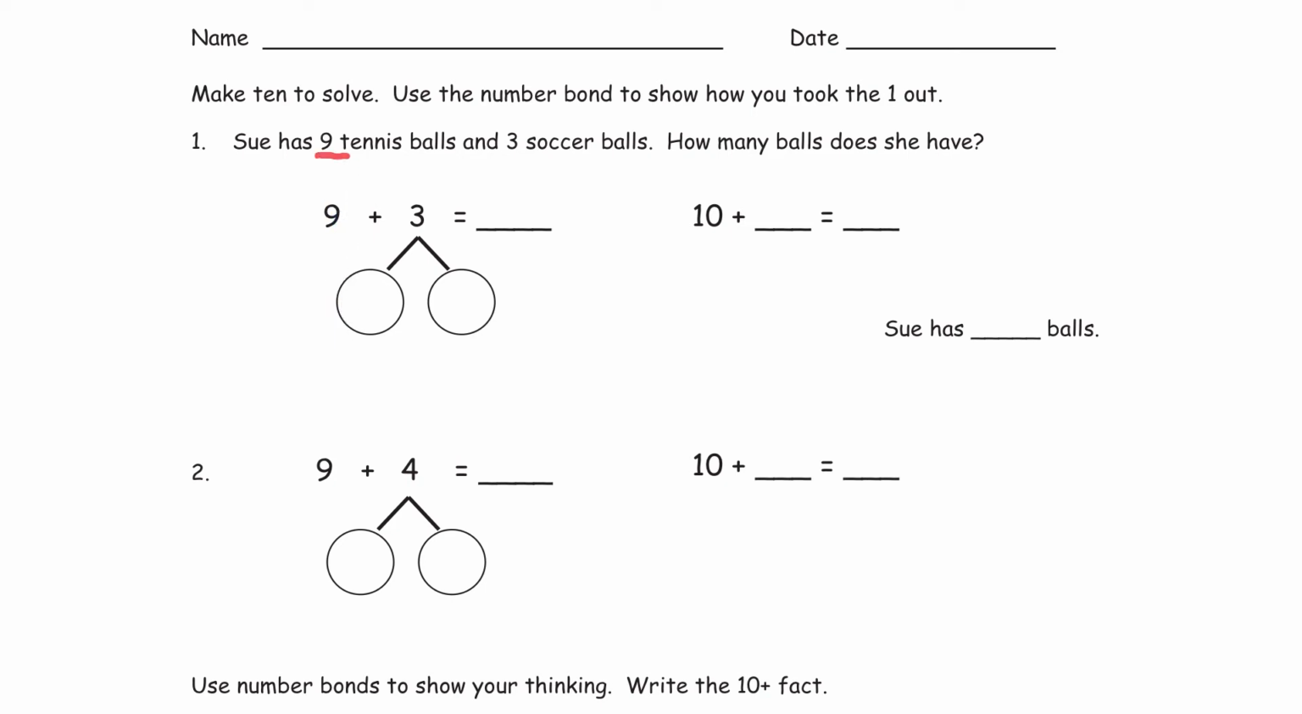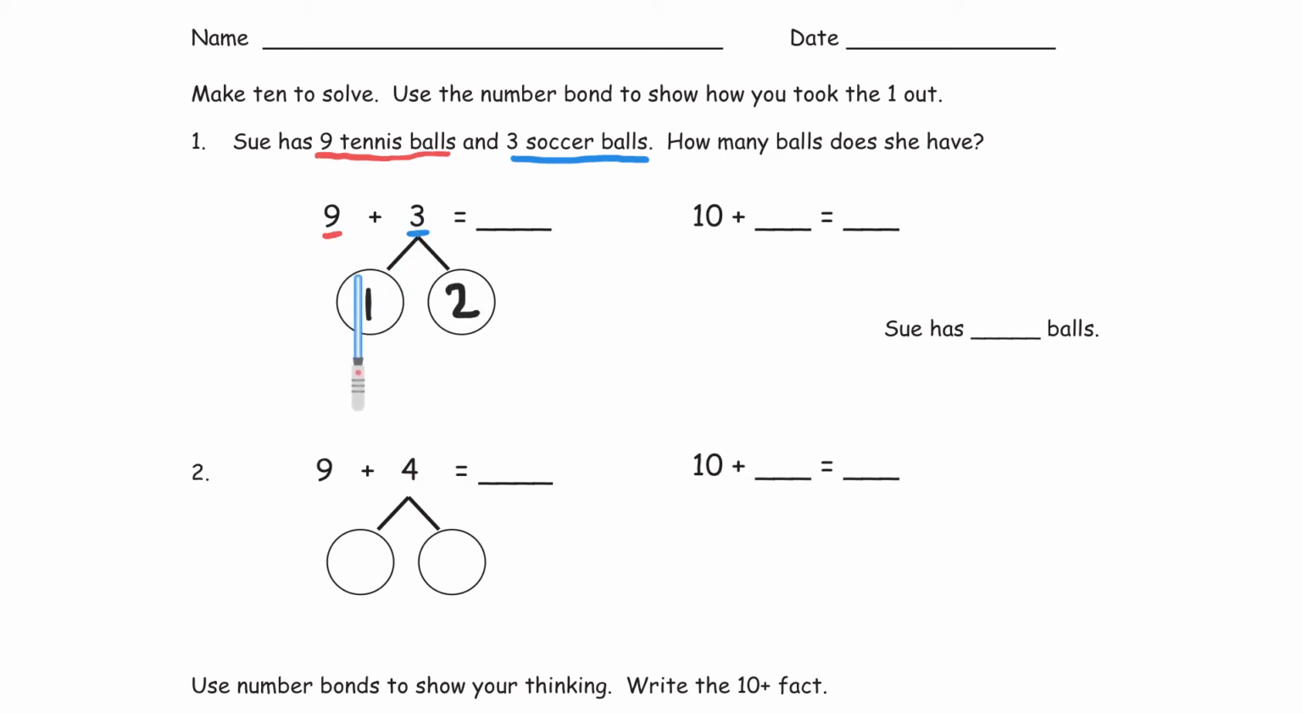So 9 tennis balls. There's our 9. And then she has 3 soccer balls. There's our 3. And we're going to make a 10 out of this. So 9 plus 1 equals 10. And then 1 less than 3 is 2. So we have our 2 parts now of our 3.